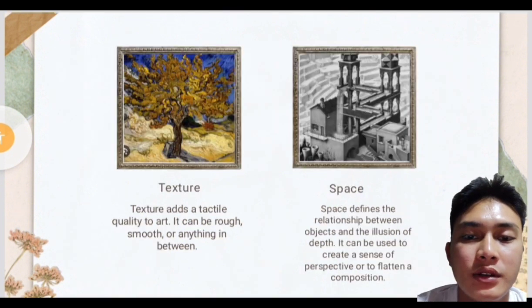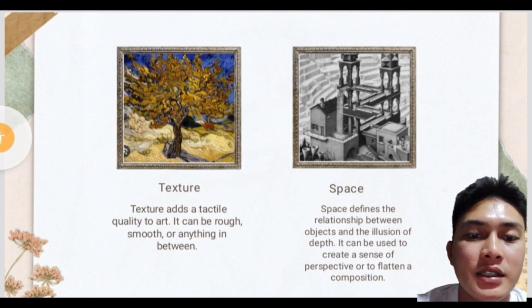Fourth, texture. Texture adds a tactile quality to art. It can be rough, smooth, or anything in between. And last, space. Space defines the relationship between objects and the illusion of depth. It can be used to create a sense of perspective or to flatten a composition.